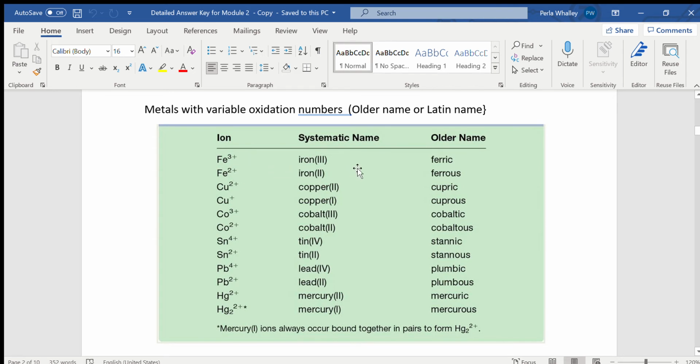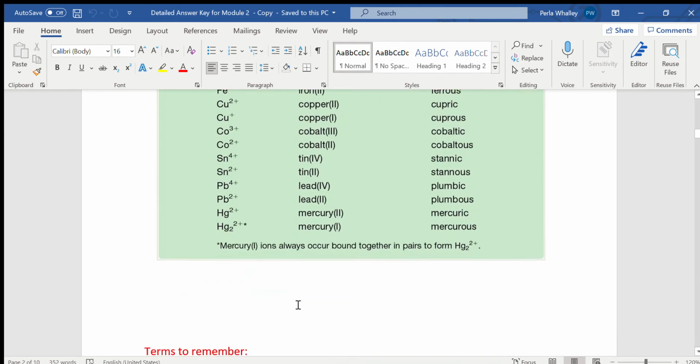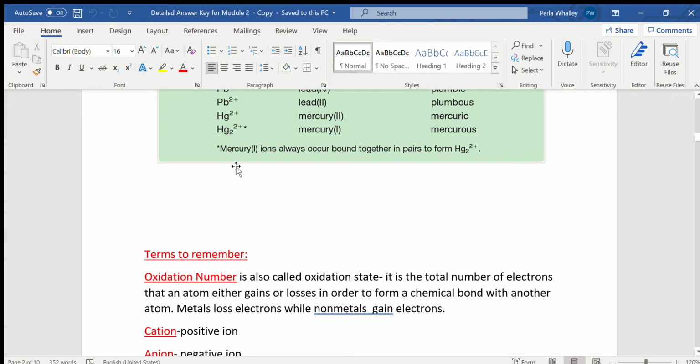So the one with the higher oxidation number had an ending name of IC, ferric, and the one with the lower oxidation number, the ending name is OUS, ferrous. It is true with the other ions here. Okay, for copper 2, copper 1, cobalt 3, cobalt 2, tin 4, tin 2, lead 4 and lead 2, mercury 2 and mercury 1. There is a note here. Mercury 1 ions always occur bound together in pairs to form Hg2 +2.